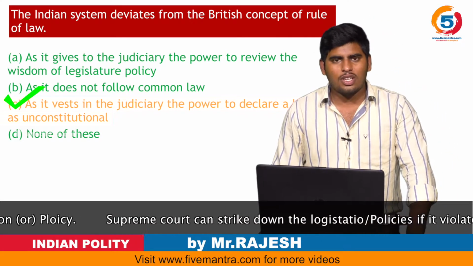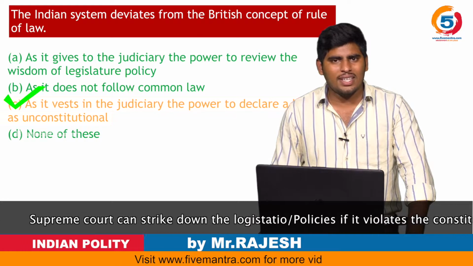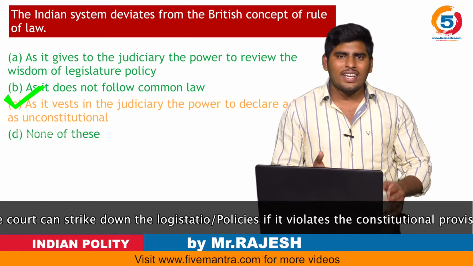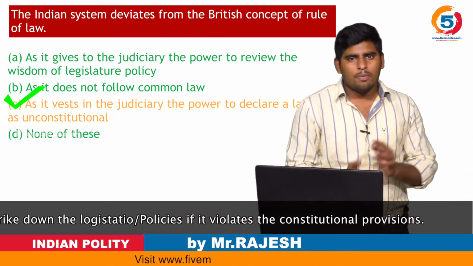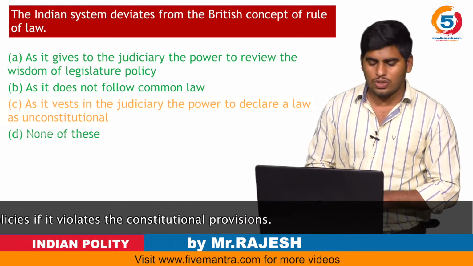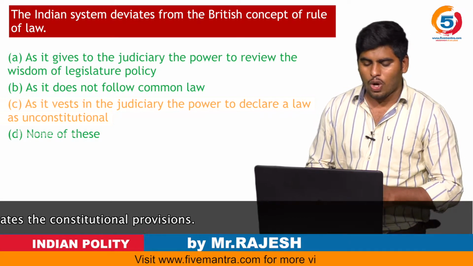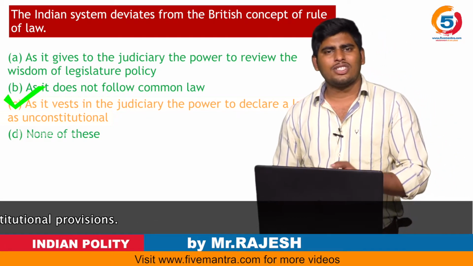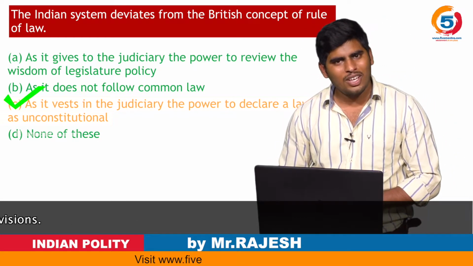So obviously the third option is the correct option, because we have inherited that concept from the USA, deviating ourselves from the mode of the British Constitution. So the answer is C, as it vests in the judiciary the power to declare a law as unconstitutional. Basically, this concept of judicial review we have inherited from the USA.